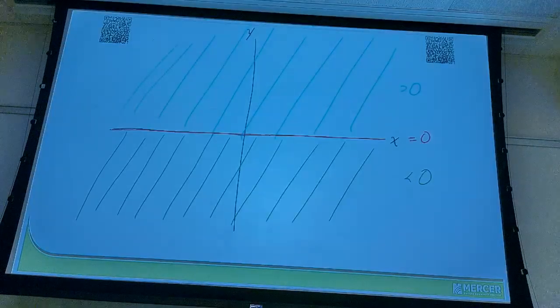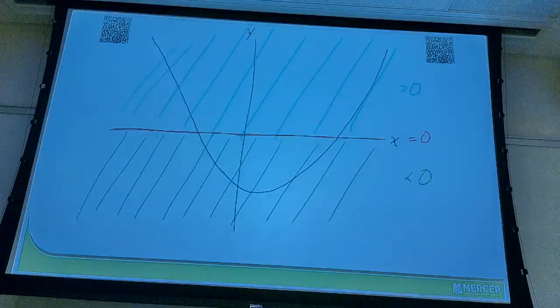I'll just do a simple function for illustrative purposes, but it's going to be extended. X squared plus... This piece up here, you'd agree, is positive, right? And this piece here? The same. And then this piece down here, we'd all agree is negative.